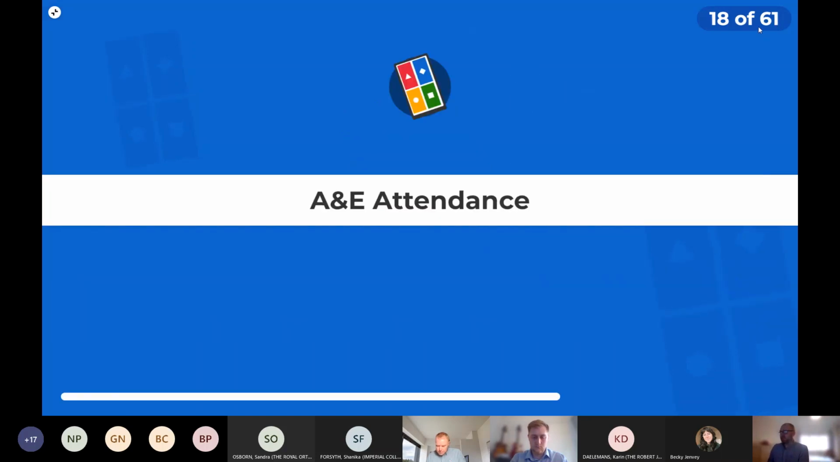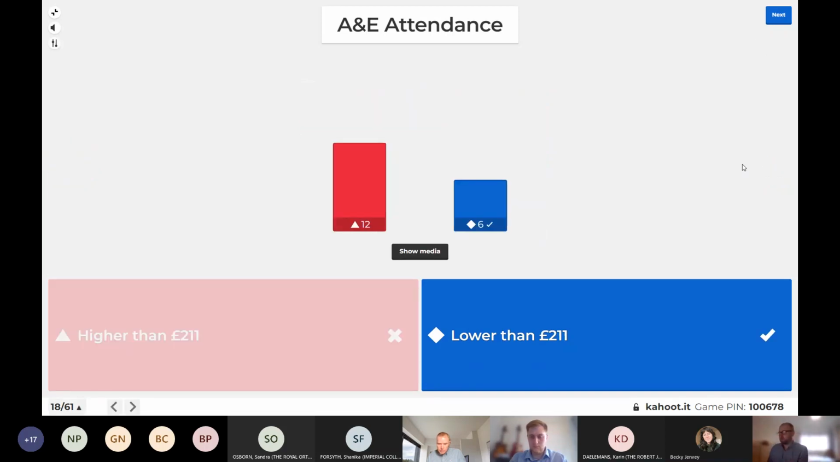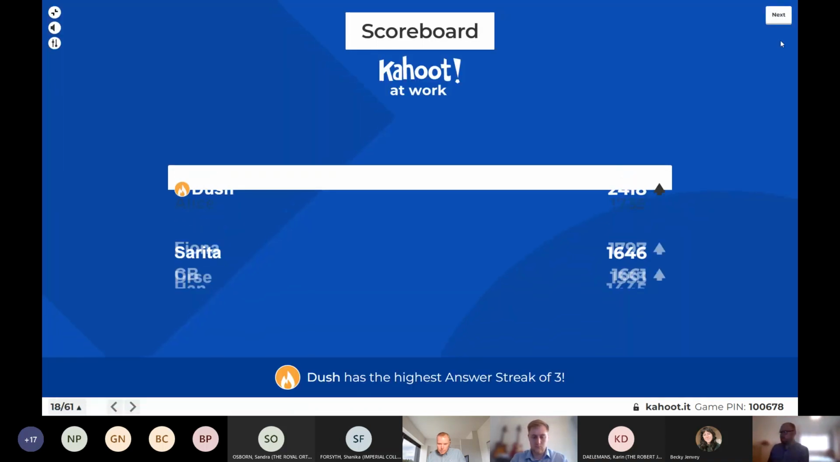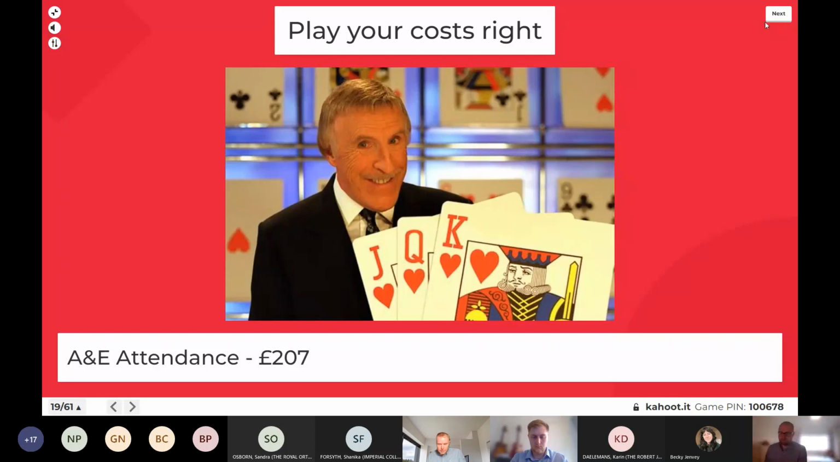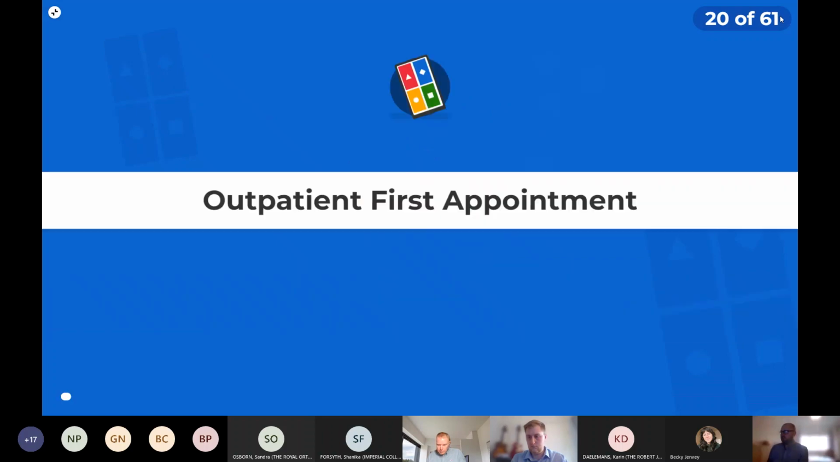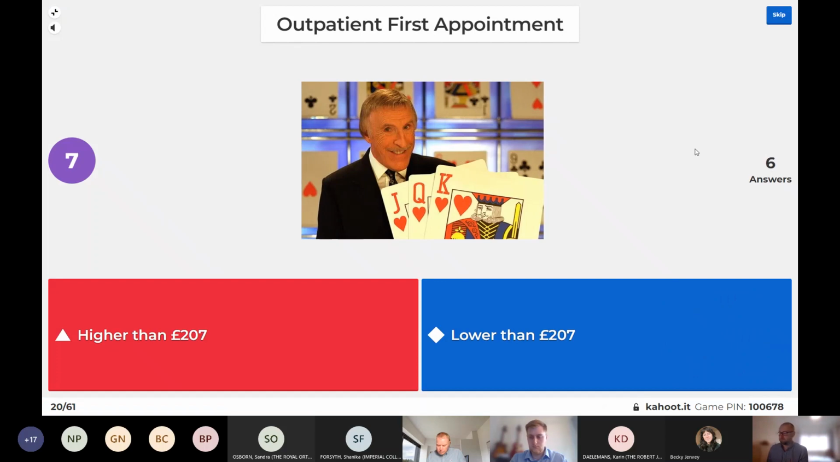So next up is A&E attendance. Is that higher or lower than £211? That's lower than £211. And Dush taking the lead there. £207 was actually really close, very similar cost. Next up, an outpatient first appointment, higher or lower than £207? Lower.